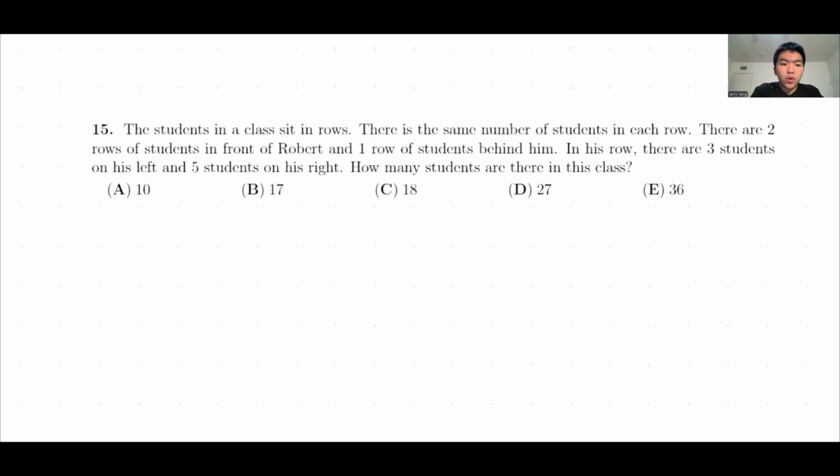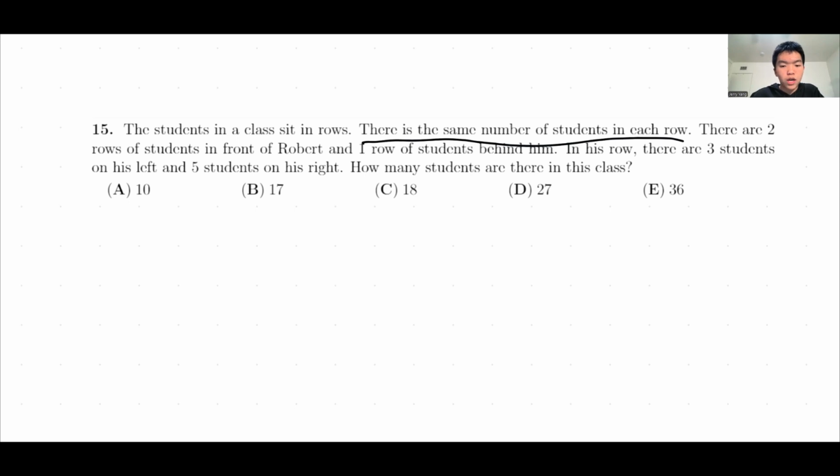Next up, we got question number 15. The students in the class sit in rows. There is the same number of students in each row. That's important. There are 2 rows of students in front of Robert and 1 row of students behind him. In his row, there are 3 students on his left and 5 students on his right. How many students are there in this class?